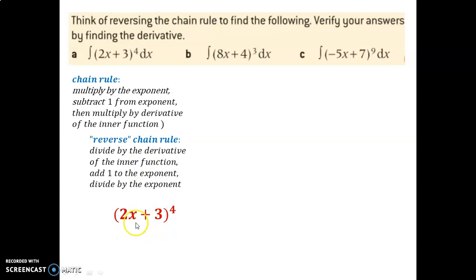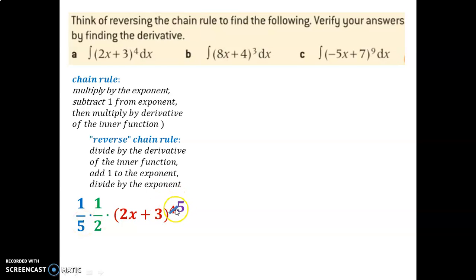So let's try that. We have this, and we're going to divide by the derivative of the inner function, that linear function. So there's a 2 there, and we're going to multiply by 1/2, because that's like dividing by 2. Okay, then reversing chain rule again. Next step here is then add 1 to the exponent. Instead of subtracting 1, we add 1. So this is going to go up by 1 to 5. And the final step is, now that we have this new exponent, we are going to divide by the new exponent, which in other words means multiply by 1/5.